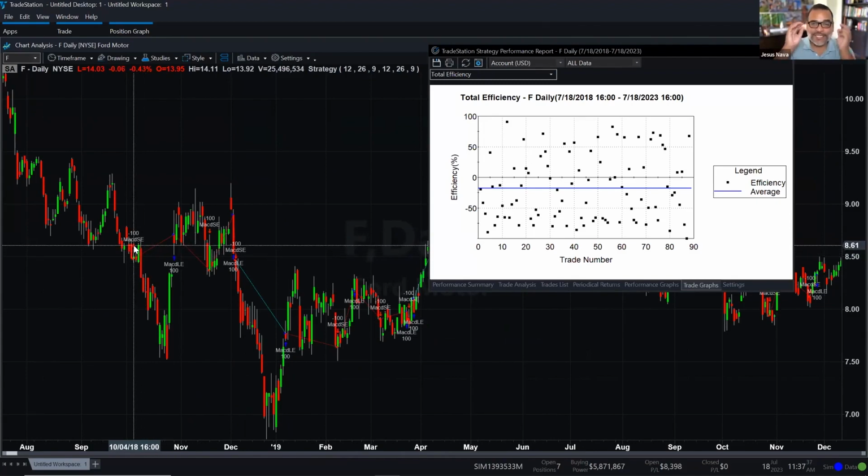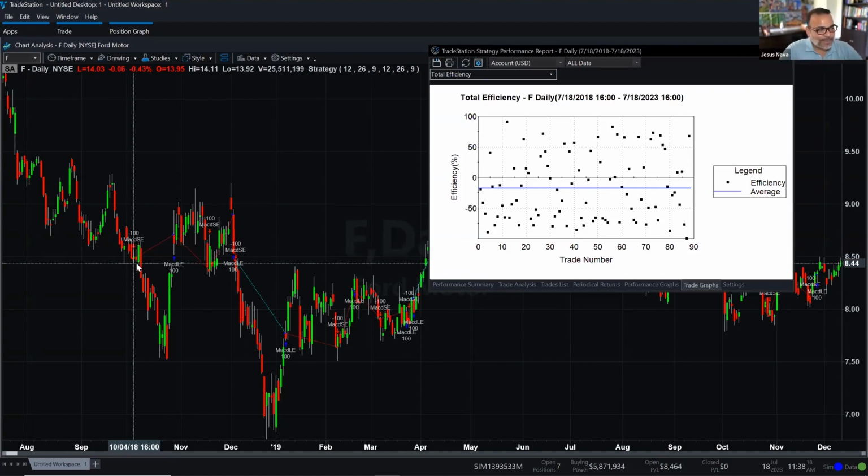So the way that efficiency is calculated, it looks from the time that you entered the trade to the time that it exited the trade. And it looks at all the prices in between, your entry and your exit. If it finds that you could have entered at a better price, of course, that's going to affect your efficiency. If the strategy gets in at the best price possible, that is 100% efficiency. If it gets in at the worst price possible, that is 0% efficiency.